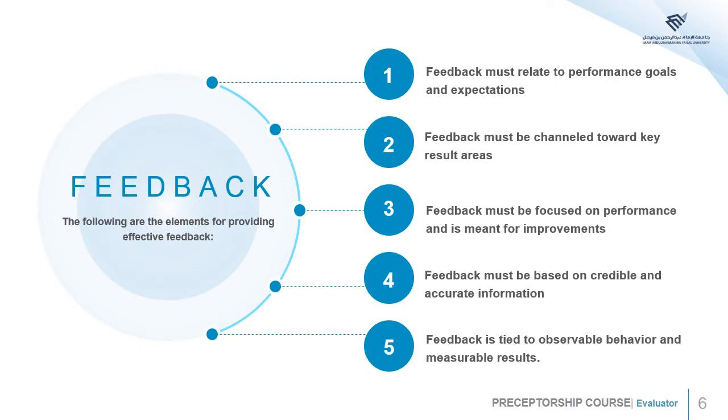The following are the elements for providing effective feedback. Feedback must relate to performance goals and expectations. It must be channeled toward key result areas. It must be focused on performance and is meant for improvements. Also, feedback must be based on credible and accurate information, and is tied to observable behavior and measurable results.